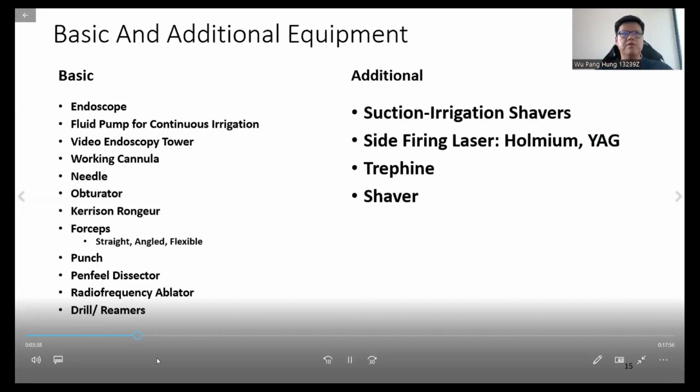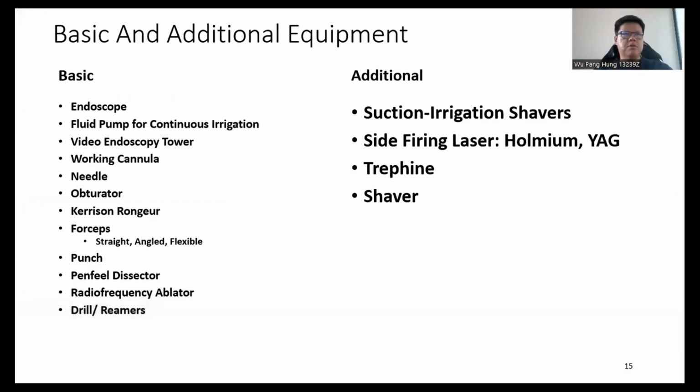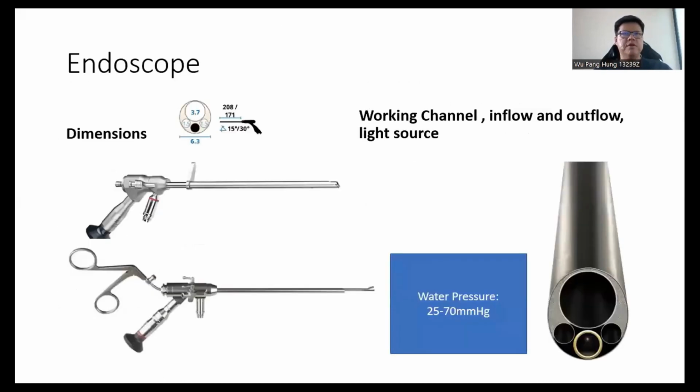In terms of equipment, we need an endoscope and a fluid pump for continuous irrigation. The irrigation pressure I recommend is around 25 to 70, mostly in the 25 to 45 mmHg region. The video endoscopy tower will require video outputs and we require a recording system. We need working cannulas of various types, which I will show you, needles, obturator, Kerrison rongeur, forceps, pituitary punch, Penfield dissector. We need a very good radiofrequency ablator, drill or reamers. There are some additional devices that can be useful, such as suction irrigation shavers, side-firing lasers, or a shaver.